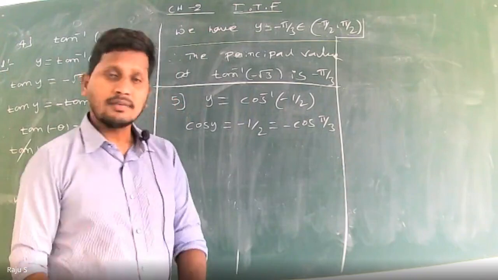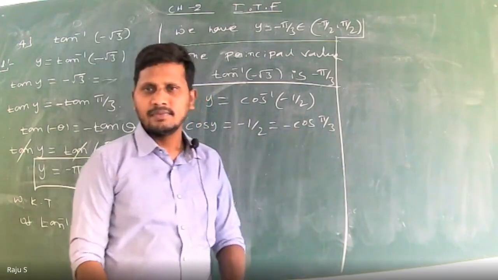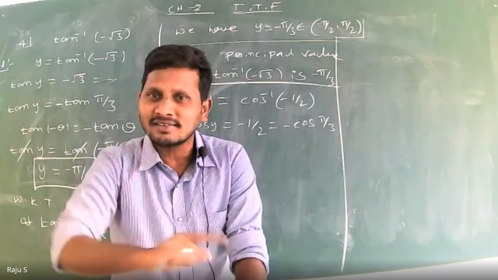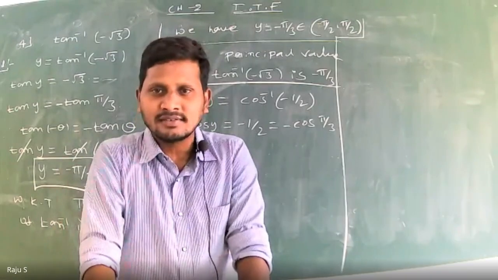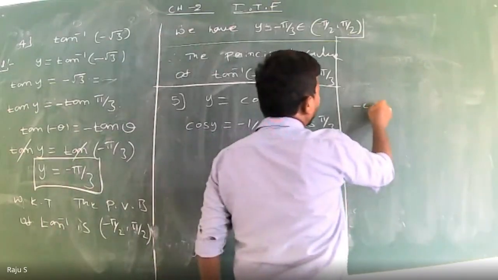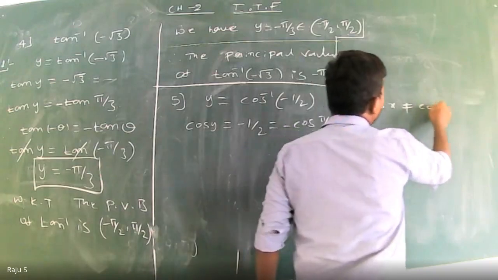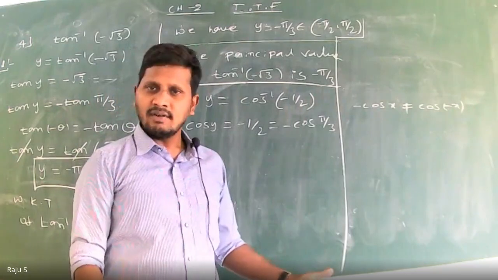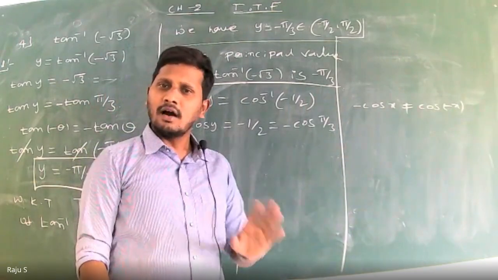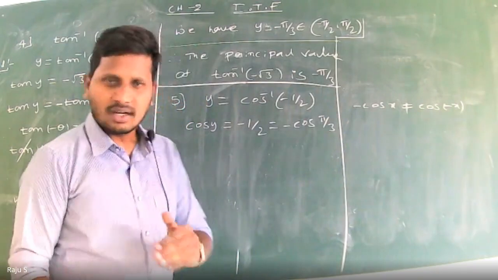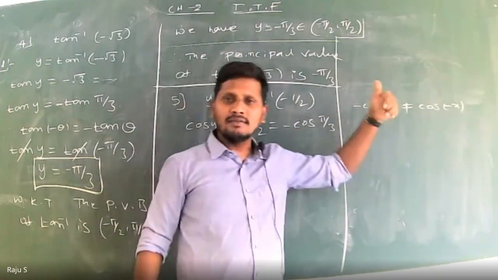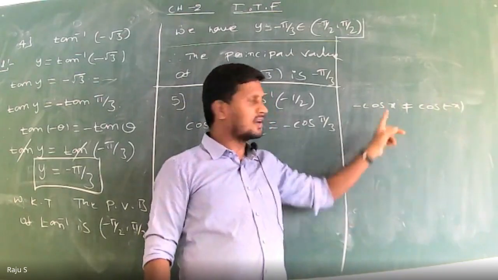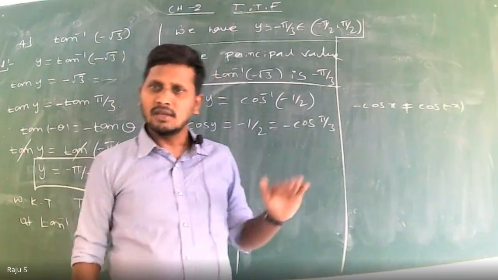But in cos, can you take this minus inside? Cos of minus x is cos x only. Is minus cos x equal to cos of minus x? No. Minus of cos x is not equal to cos of minus x, because cos is an even function, so we cannot write that. Other than cos and secant, for all the remaining trigonometric functions we can write minus of that function as that function of minus theta. But for cos and secant we cannot, because both are even.